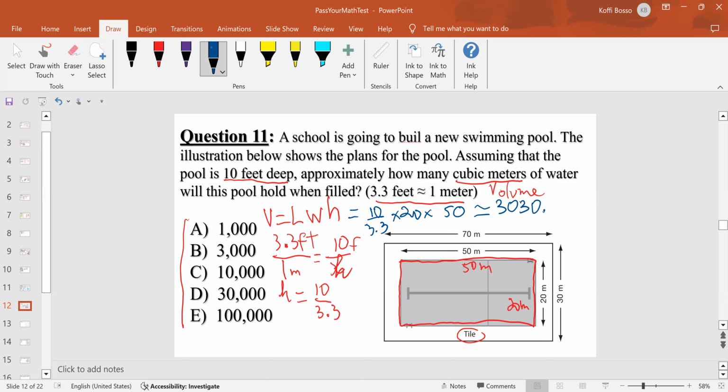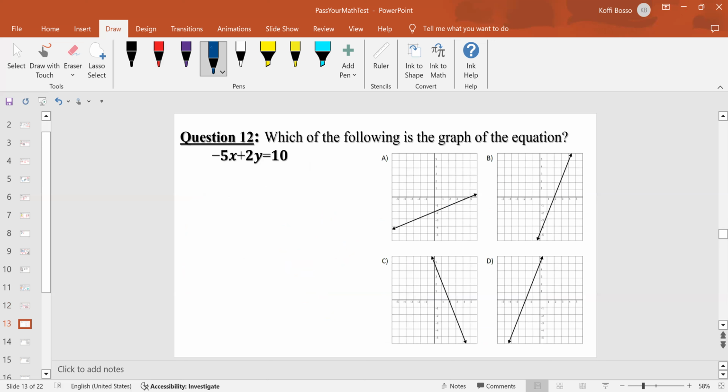Okay, and again 30. So because they say approximately, right? So in the 5 choices here, B is the one closer to the answer. So 3,000. So the correct choice here is B. Thank you.